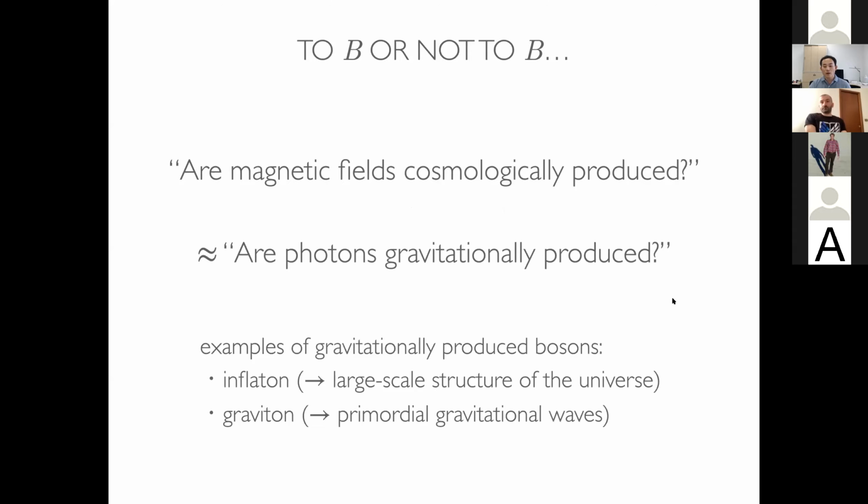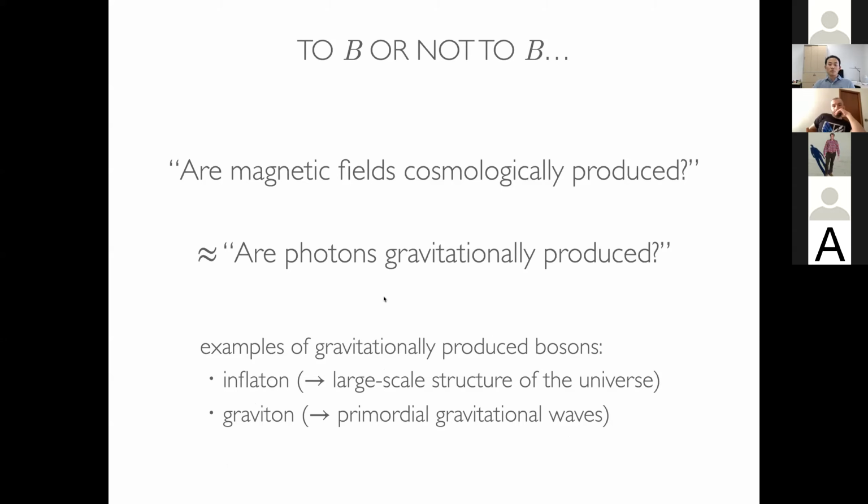Generally speaking, we know many examples where light or massless bosons are produced gravitationally in the early universe. Probably the most famous example is the inflaton field, which is a nearly massless spin-zero boson. What happens for the inflaton is that during inflation, the curvature of the de Sitter space excites the inflaton field, and the produced inflaton quanta basically see the large-scale structure of our universe today. So this is the core idea of inflationary cosmology. And something similar happens also for the graviton, which is a massless spin-2 boson. When the graviton is produced during inflation, it leads to primordial gravitational waves, which is what many experiments are actively searching for today.